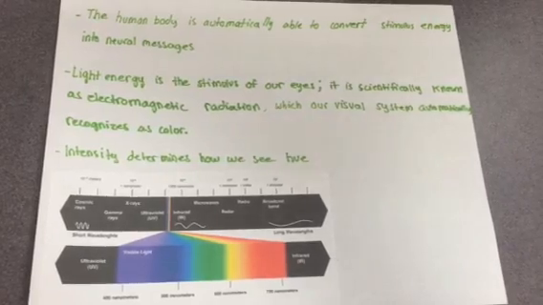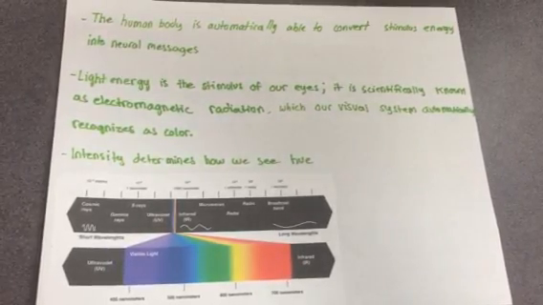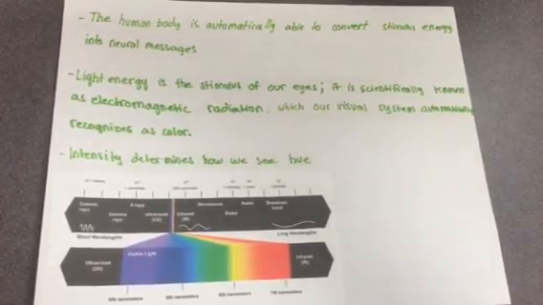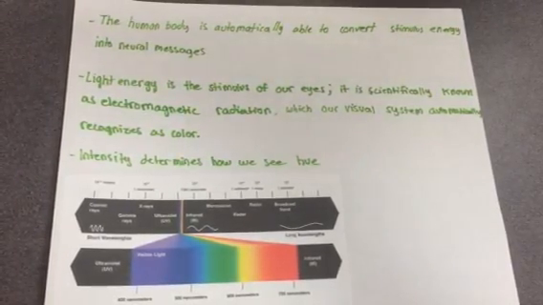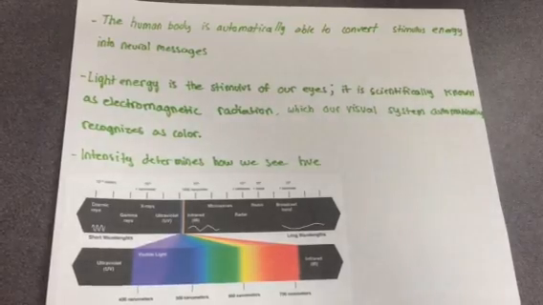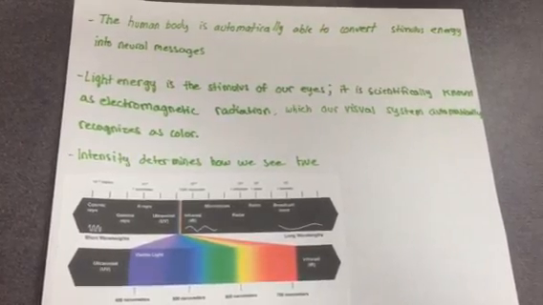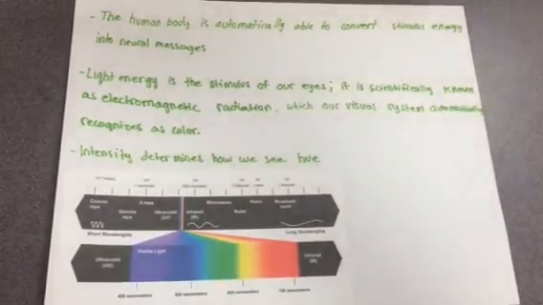Light energy is the stimulus to our eyes and is pulses of electromagnetic energy, which our visual system recognizes as color. What we see is a thin slice of the whole spectrum of electromagnetic radiation. We see color or hue based on the intensity or amount of energy.